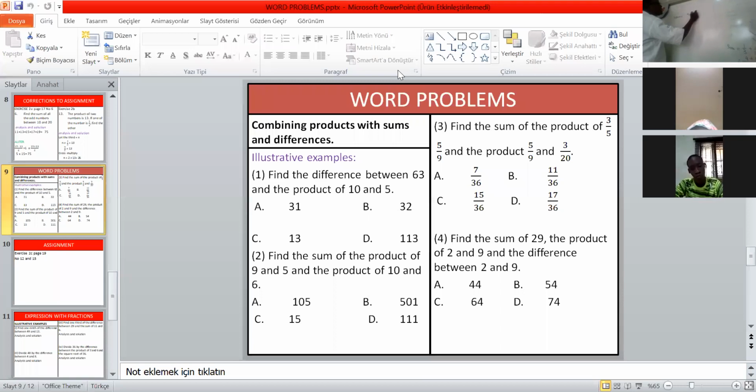Which is equal to what? 7. Now I move to the second step, the product of 2 and 9. The product here is what? 2 and 9, which is 2 times 9, which is what? 18.